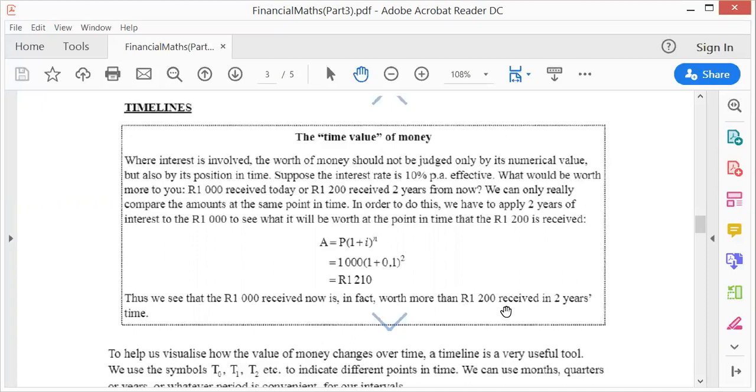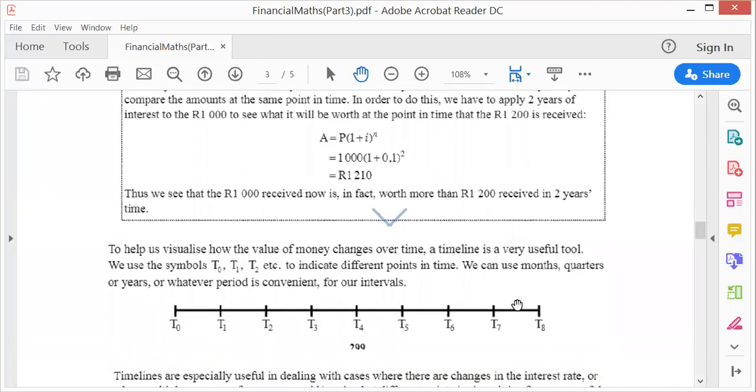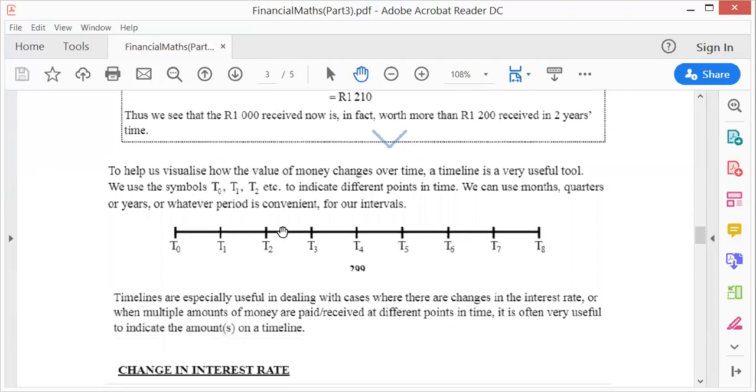Now, it's still very theoretical and very abstract. So to make it more clear, it is nice to have a picture. It helps us to visualize how the value of money changes over time. Now, a timeline is very useful, people. We use T0, T1, T2, etc. to indicate the different points in time. We can use months, quarters, or years, or whatever period is convenient for our interval. So that is the first thing, that is your timeline. Always start at T0. Like this one is over 8 years.